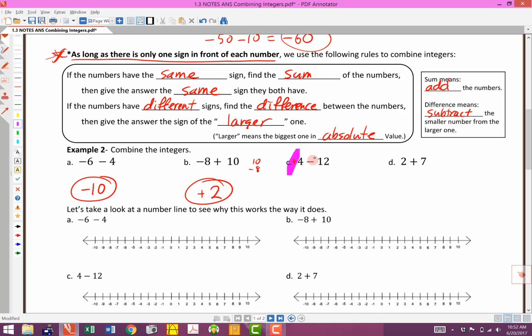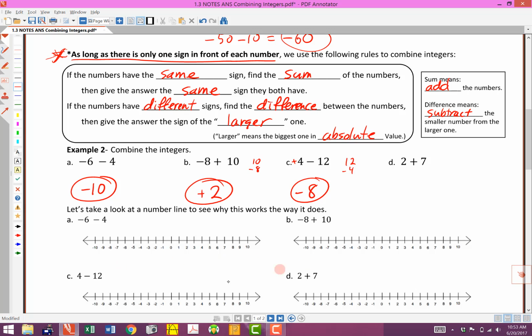So again, I'm going to cover those up. We're just going to find the difference between the numbers. We do a little subtraction problem. So this is going to be 12 minus 4. We're going to subtract the smaller one from the bigger one, and we end up with an 8. Now the way we figure out what the answer is, of the two numbers, we give the answer the sign of the larger one. So which one's bigger? This one's bigger. The 12 is bigger. It happens to be negative, so the answer is negative. All right. So we got the right answer there.